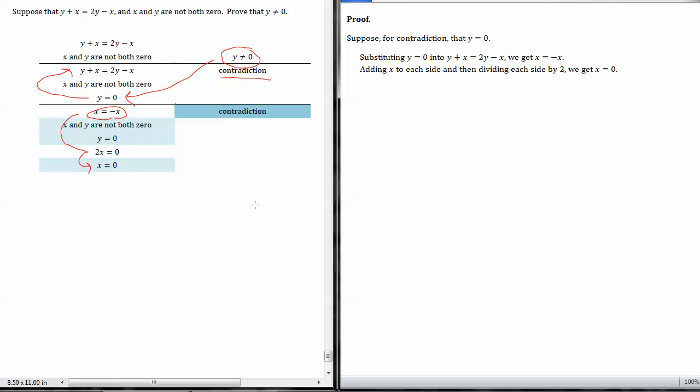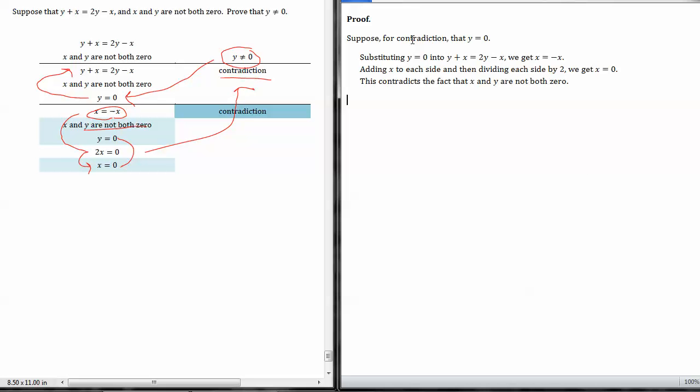And that got us our contradiction, right? x equals 0 and y equals 0 contradicted this statement, which gives us our goal. Okay, so we have x equals 0 and y equals 0 here in our proof, so I'll just say this: x equals 0 and y equals 0 contradicts the fact that x and y are not both 0.